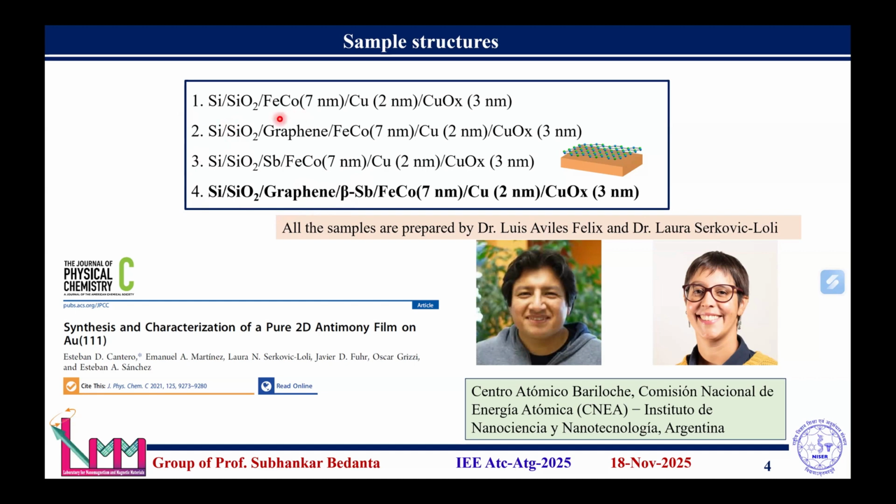In sample 1, we have directly fabricated the ferromagnetic FeCo film on top of the substrate. In sample 2, we have taken graphene, and on top of that the magnetic FeCo layer. In structure 3, there is antimony directly on top of the substrate, then the ferromagnet is deposited on top. In 4, it is graphene on which the beta phase is stabilized. We have used copper to cap the ferromagnetic layer. We fabricated these structures in collaboration with Dr. Luis Aviles Felix and Dr. Laura Serkovic Loli from Argentina. Dr. Luis will be giving an invited talk in session 10 on the dynamics of FeCo thin films.